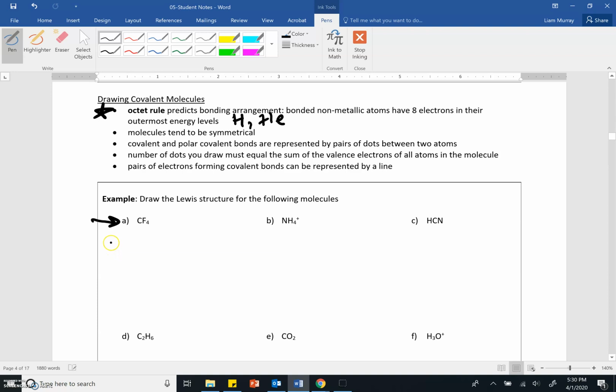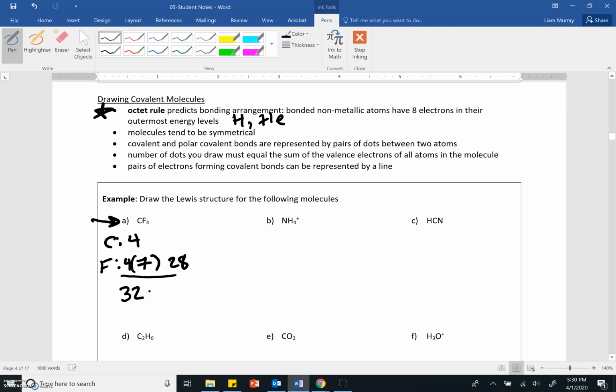The first thing you want to do is determine how many valence electrons are in the compound to begin with. So we've got 1 carbon, so we have 4 valence electrons. In fluorine, we have 7 valence electrons, but we have 4 fluorines, so 4 times 7 is 28. So we have 4 plus 28 to give us a total of 32 valence electrons to work with.